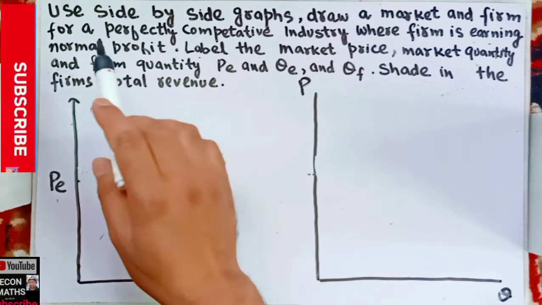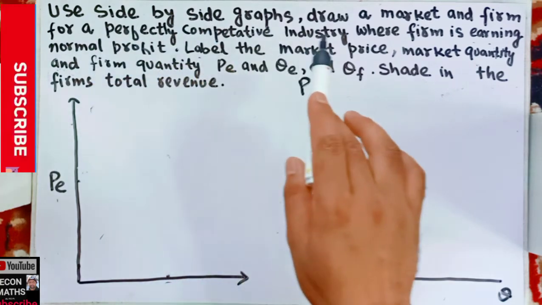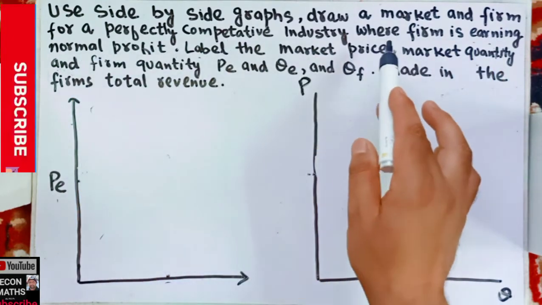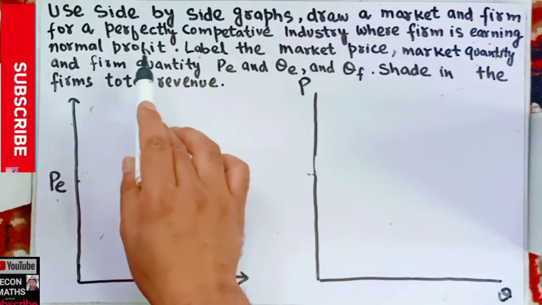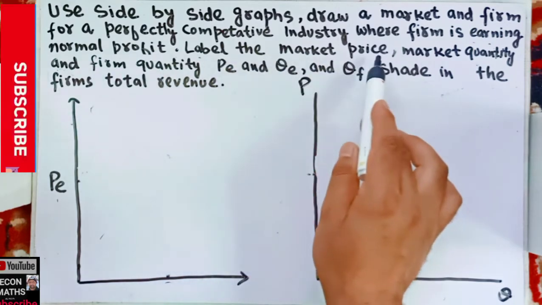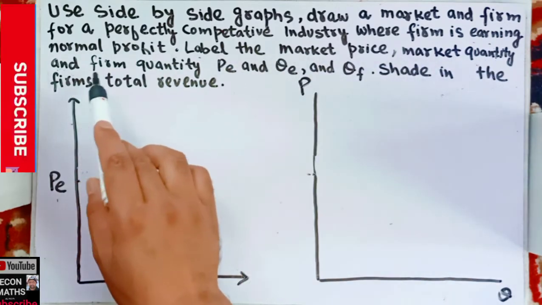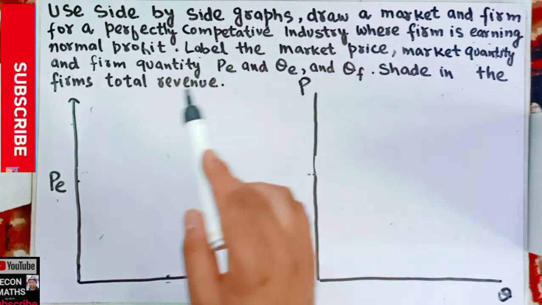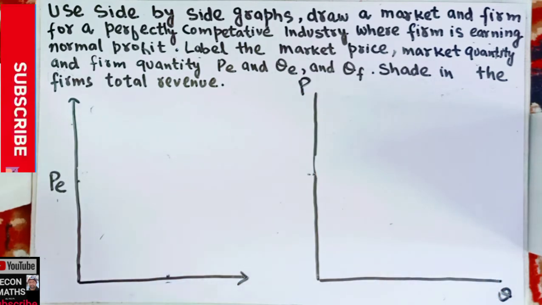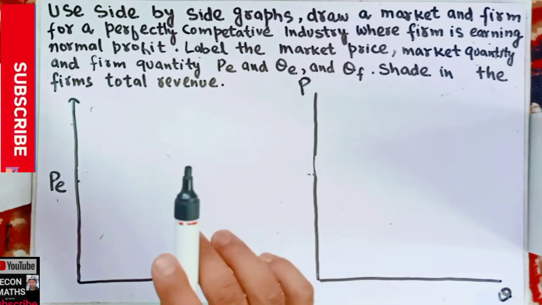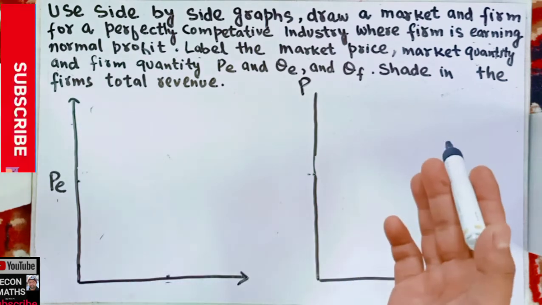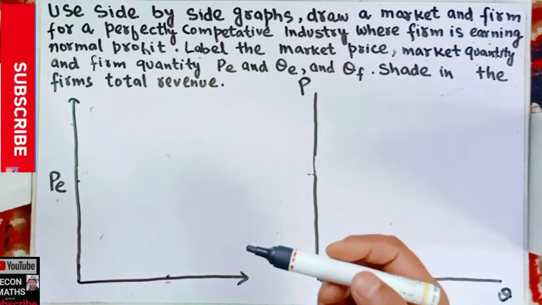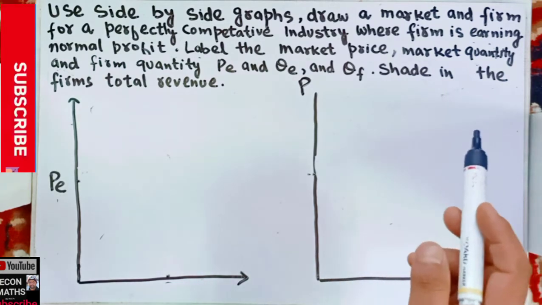So the situation is: use side-by-side graphs, draw a market and firm for a perfectly competitive industry where the firm is earning normal profit. Label the market price, market quantity and firm quantity, that is PE, QE and QF, and shade the firm's total revenue. So we have to draw the graph for the market and also for the firm in a situation where the firm is earning normal profit.